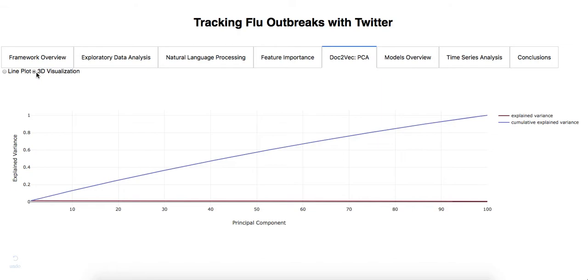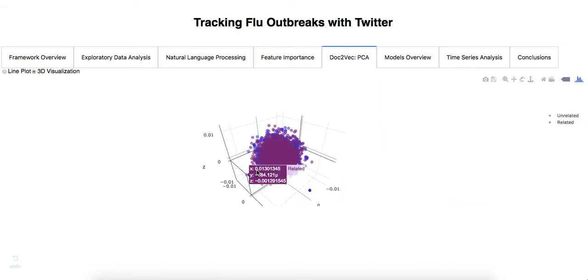Similarly, if you arbitrarily reduce the dimensions down to 3, you don't get any meaningful information out of that, and the clusters actually overlap.